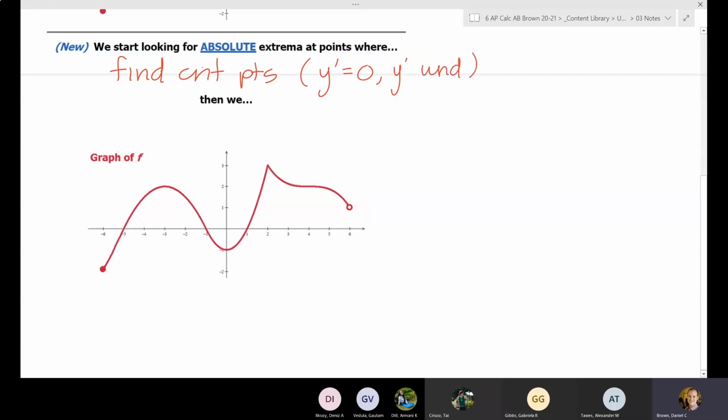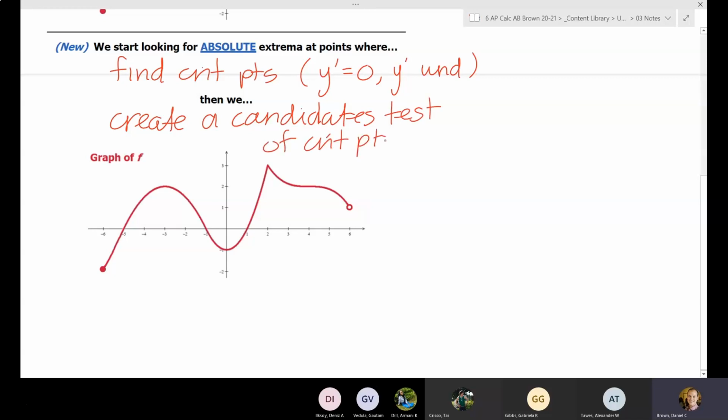And then instead of making a sign chart, since we want to find the highest value and the lowest value, we are going to create a candidates test, and I'll explain what that means in a second. A candidates test of critical points and the endpoints.